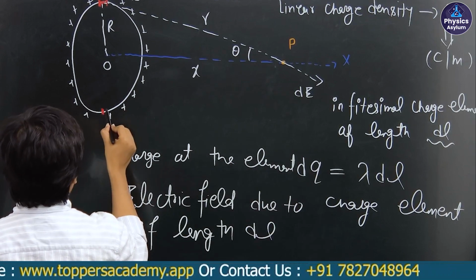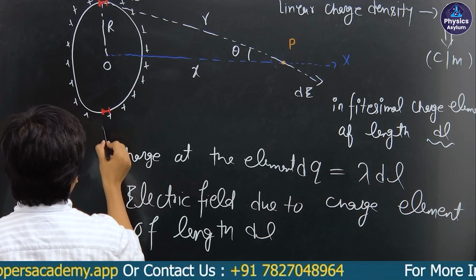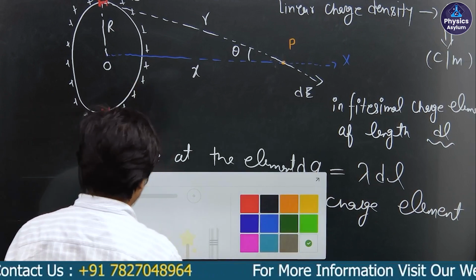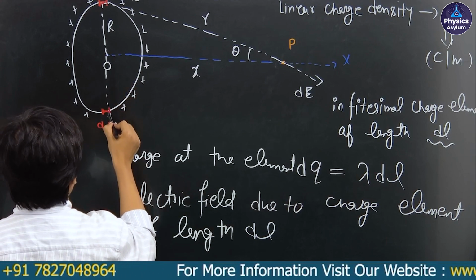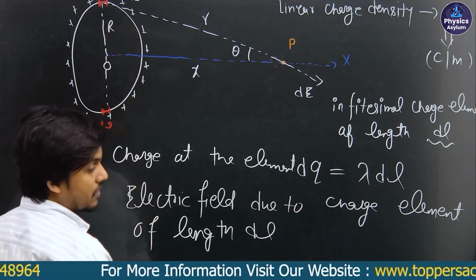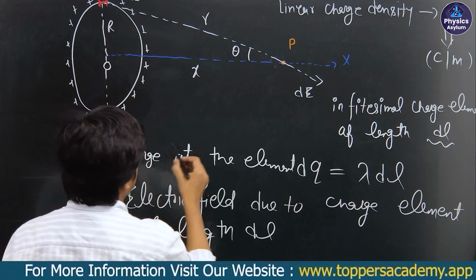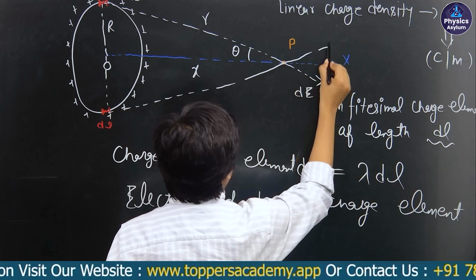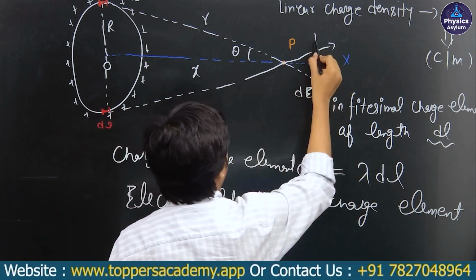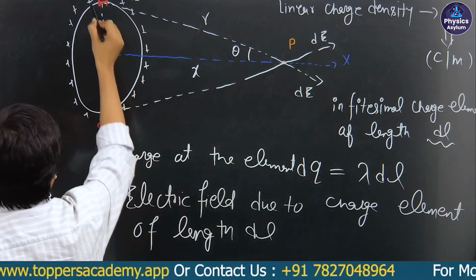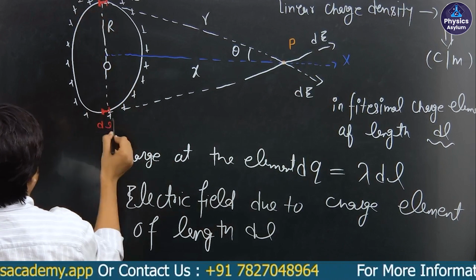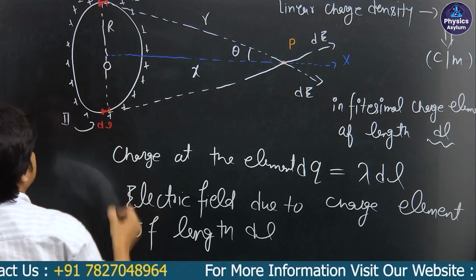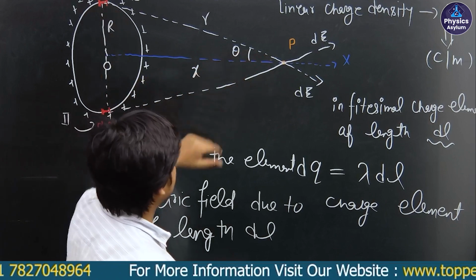here of similar length dl, and that is this second charge element. This is diametrically opposite to the first charge element. Okay, so electric field due to this will be in this direction. Electric field due to this first charge element and due to this second charge element, they both have the same magnitude.